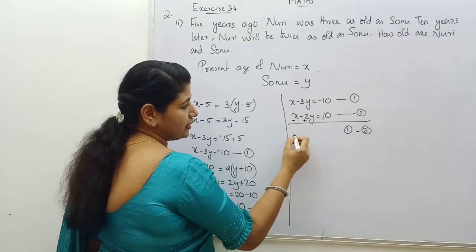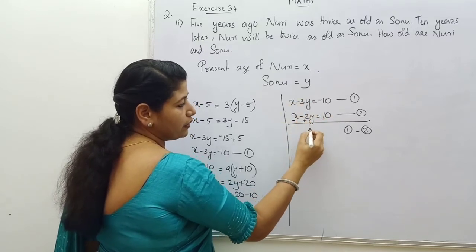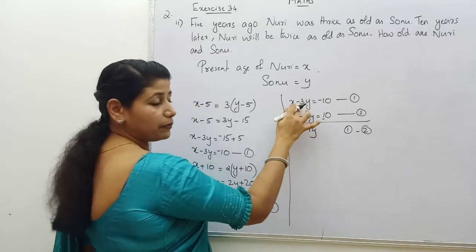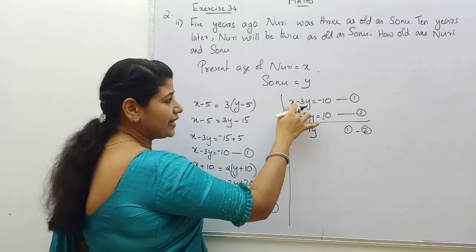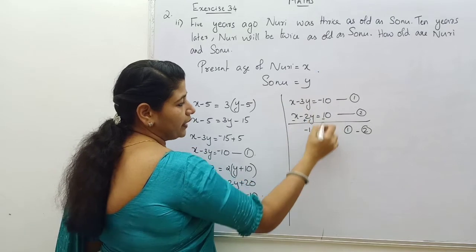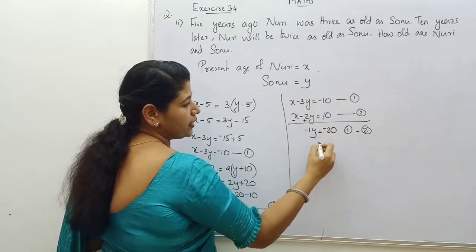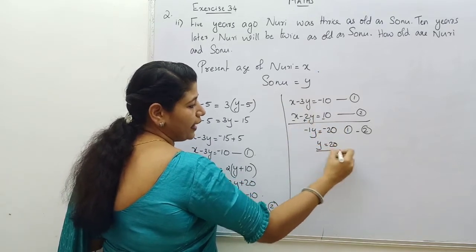So x minus x is 0. Minus 3y plus 2y will become minus 1y. The larger number has the negative sign, so I put negative here. Minus 10 minus 10 becomes negative 20. So y equal to 20 is your answer.